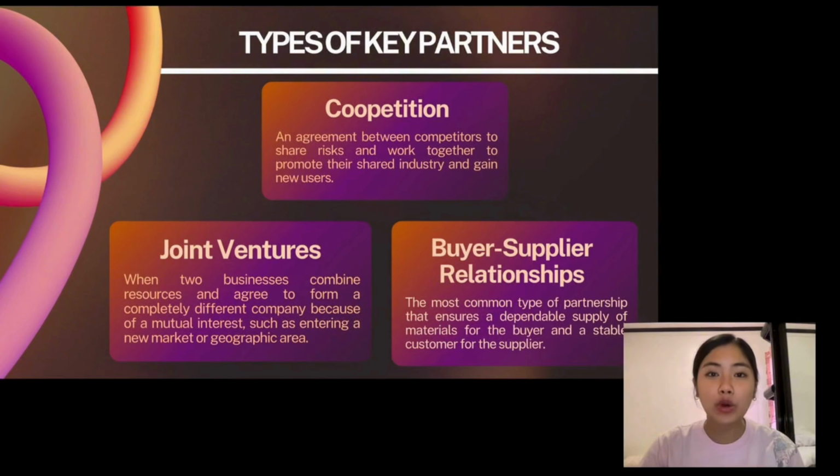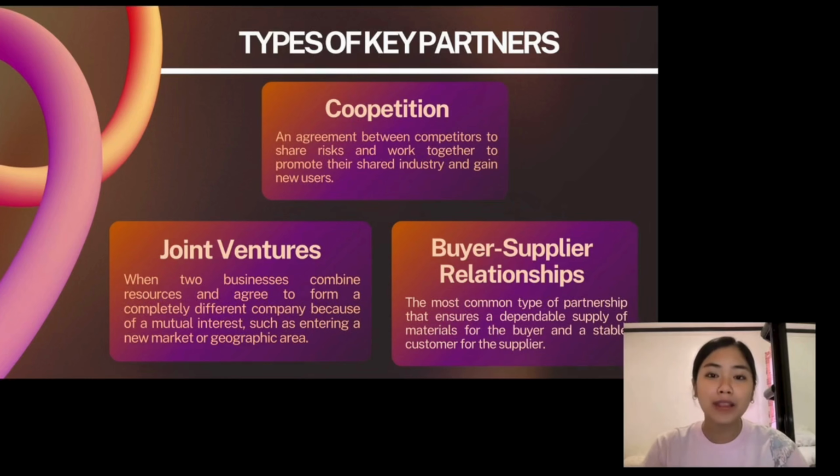This is when two businesses combine resources and agree to form a completely different company because of mutual interest. This can be such as entering a new market or a geographic area. A good example is when a cheese company and a milk manufacturer forms a new cheese manufacturing company in another location. So basically, there is also a alliance somewhat between a cheese company, which is a different company from a milk manufacturer, but they have a mutual interest, which is forming a new cheese manufacturing company. And this is common in businesses that will create a new business in another location, but now they have formed a joint venture. Then the last type is the buyer-supplier relationships.